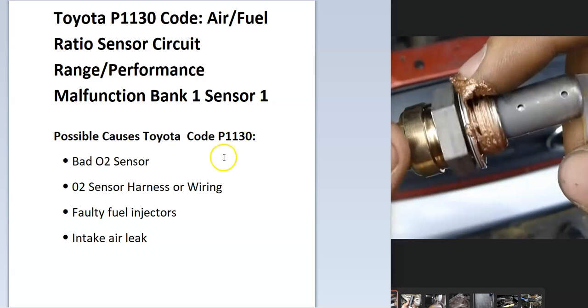And some of the possible causes could be a bad O2 sensor, it could be in the harness or wiring, and possibly a faulty fuel injector or something along these lines. But usually when you have these problems, you'll get other error codes that point to it. So if you are getting some different engine codes, you might want to look at that first and see that that's not causing some kind of cascading effect down the line.